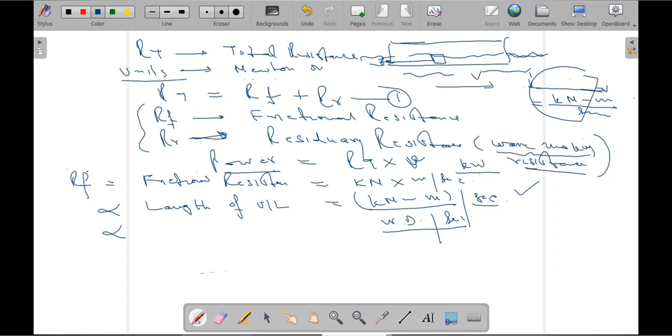Also, it is proportional to wetted surface area. Normally we write it as S. We use the alphabet S to represent the wetted surface area, which is the underwater area of the hull. It is also proportional to the speed of the vessel. More is the speed, more will be the frictional resistance. It is also proportional to the density of water.